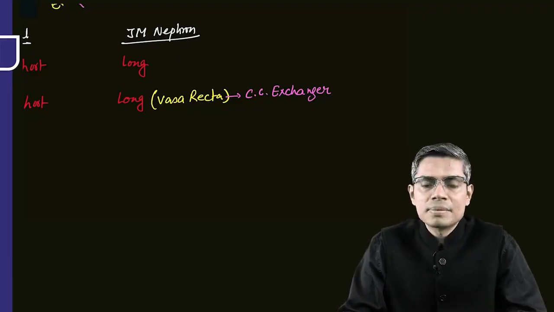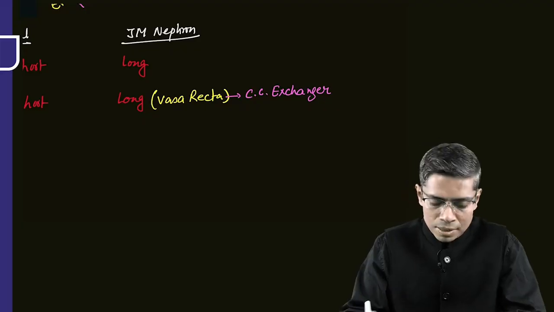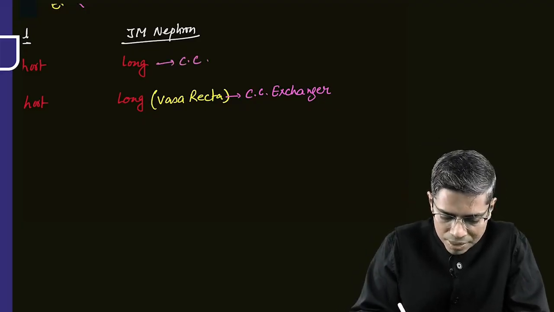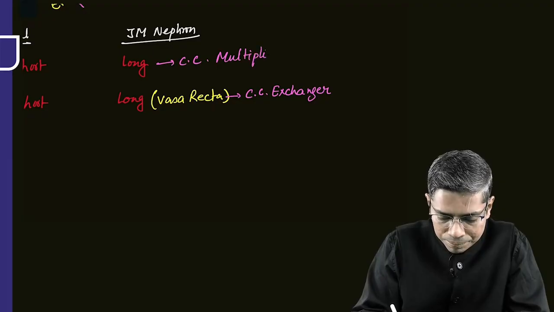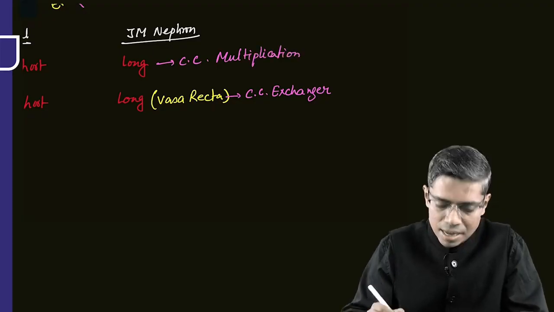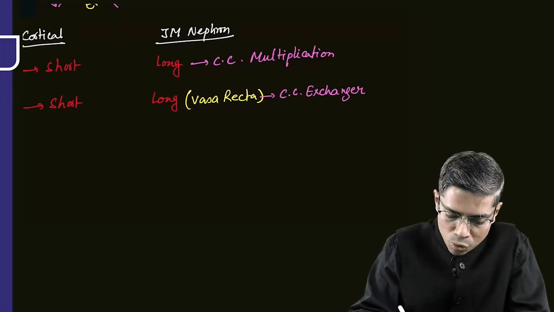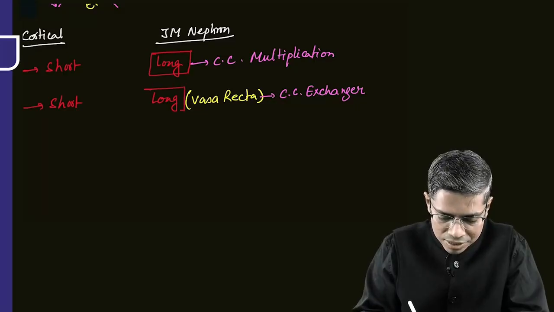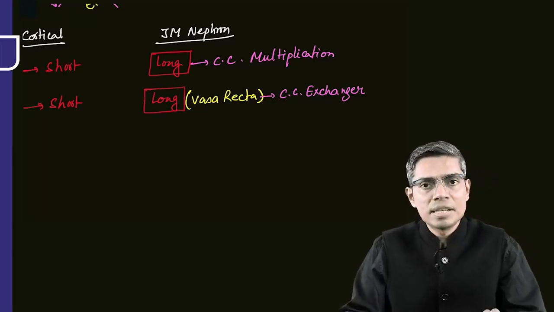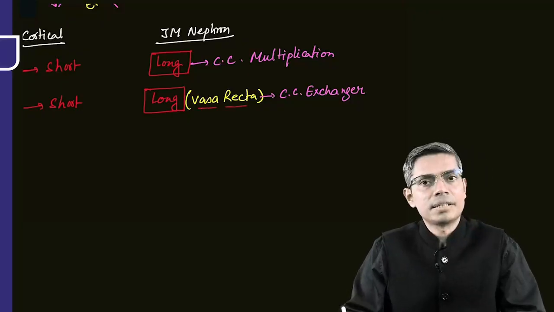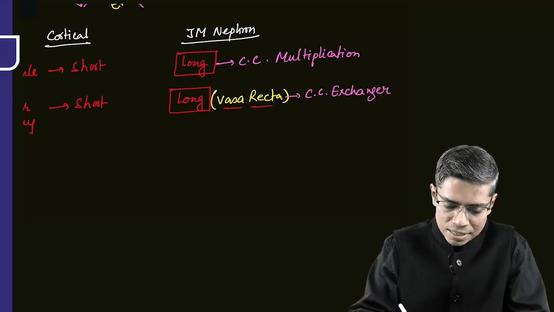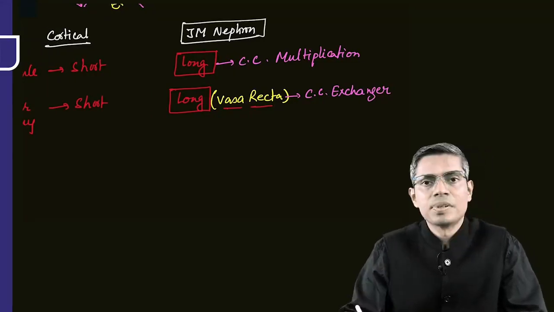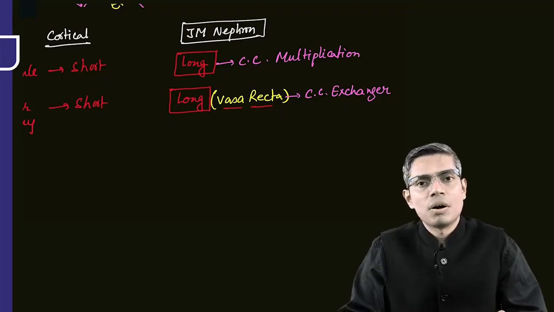that counter current mechanism has two parts. One is counter current multiplier and one is counter current exchanger. The counter current multiplication is done at the level of the long loop of Henle of the juxtamedullary nephron, and counter current exchange is done at the level of the peritubular capillary loop of the juxtamedullary nephron, which is also known as vasa recta. That means you can understand from this discussion that it is the juxtamedullary nephron where this counter current system is operated, right?